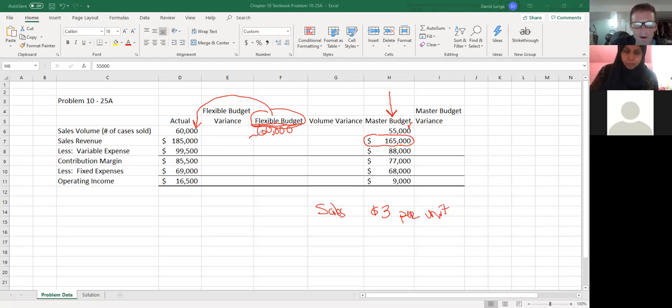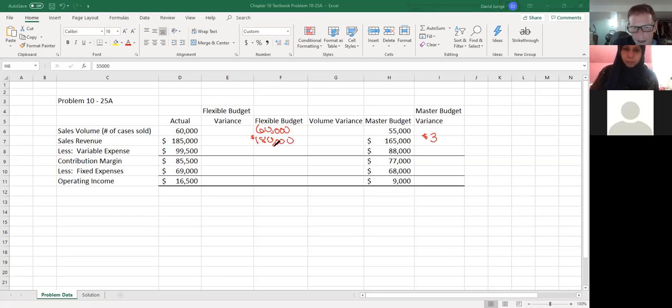So if I wanted to figure out my sales revenue, wouldn't I just take 60,000 units and multiply that by 3? That would be reasonable, wouldn't it? So if you multiply 60,000 units by 3, that gives you 180,000, right? Again, we're using 60,000 units. We just said that our budgeted sales price per unit is $3. That would tell us at the flexible budget level that we have sales revenue of 180.